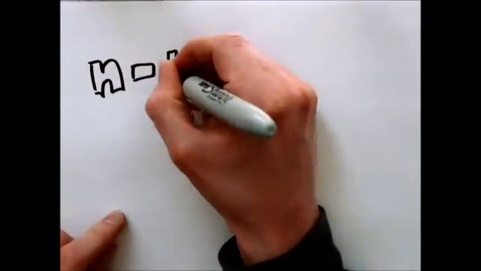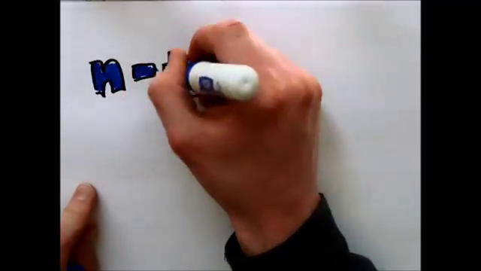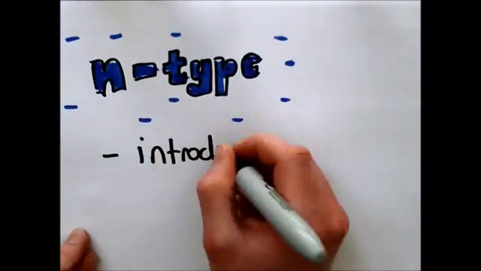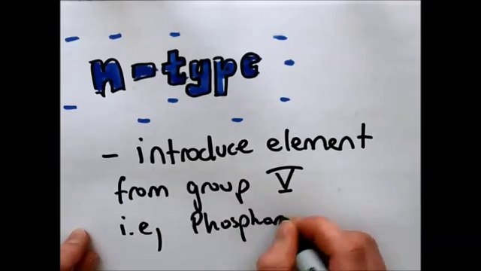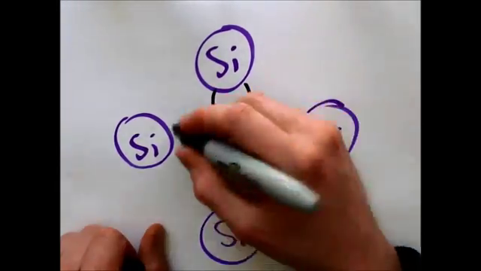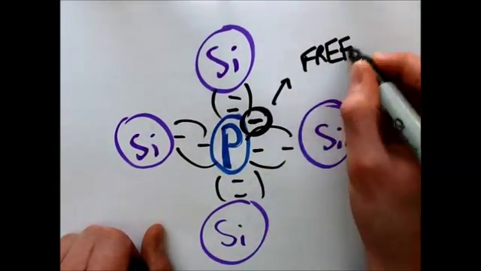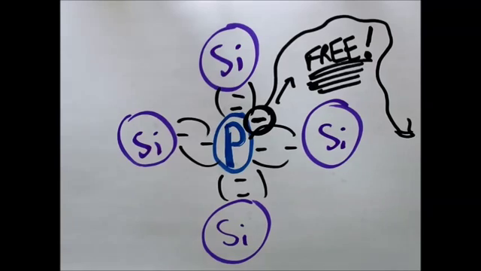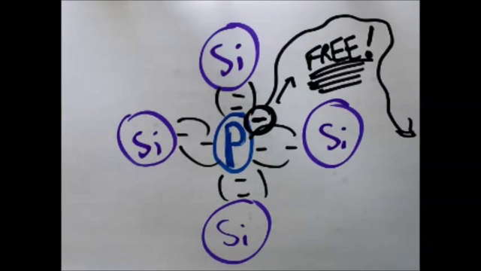Now, in an N-type semiconductor, we want to introduce an element from group 5 of the periodic table, like phosphorus. This means it has 5 valence electrons, 4 of which are taken up in bonds with neighboring silicon atoms, and the 5th valence electron is now a free electron and is free to conduct current and move throughout the lattice, thus increasing the conductivity of the semiconductor.